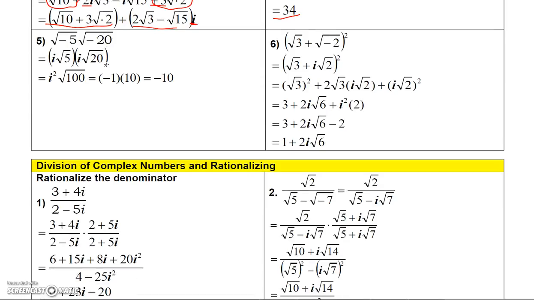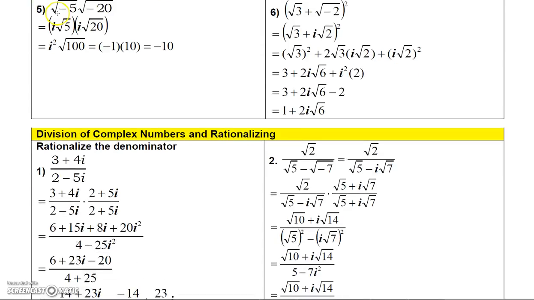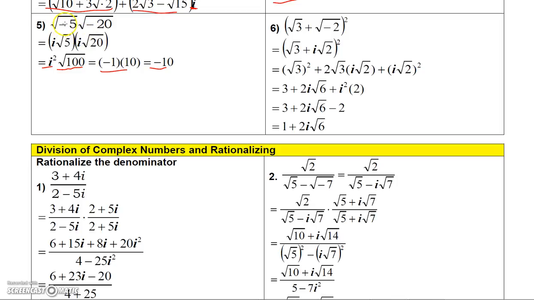Here's a couple more examples. Square root of negative 5 times square root of negative 20. That would be i times square root of 5 times i times square root of 20. So i times i is i squared. And square root of 5 times square root of 20 is square root of 100. So you have negative 1 times 10, which is negative 10. Now it's important to realize here that you can't multiply these together in the radical because that property only works if the numbers in the radical are positive.